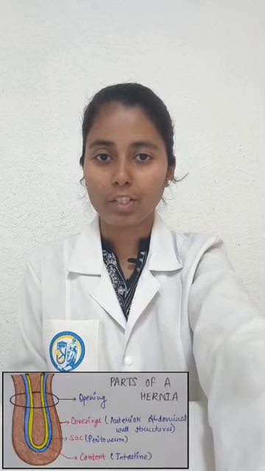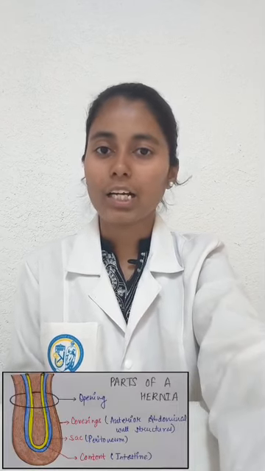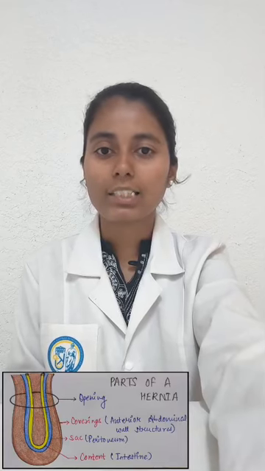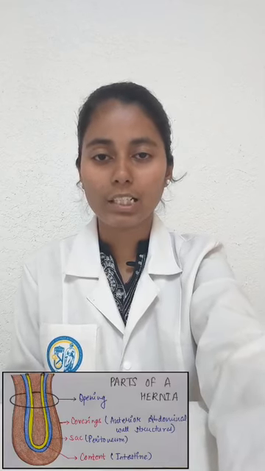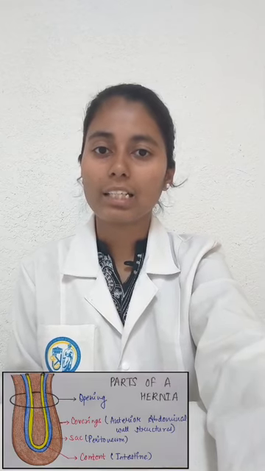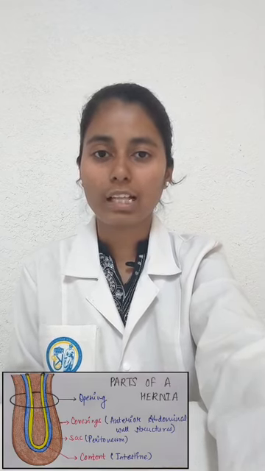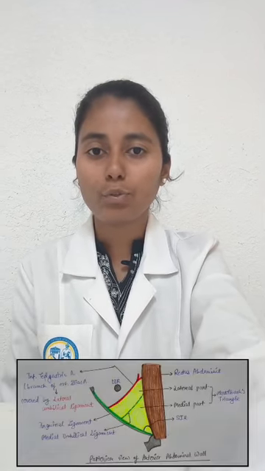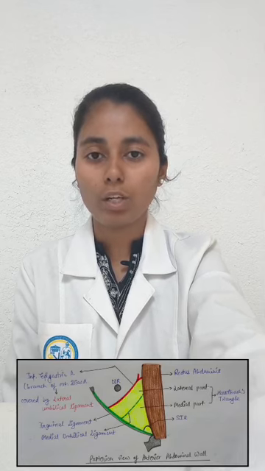There are three parts of hernia as you can see in the above image, that is the covering, content, and the sac. The sac includes peritoneum, the content includes intestine, and the coverings include anterior abdominal wall structures, and there is also an opening.